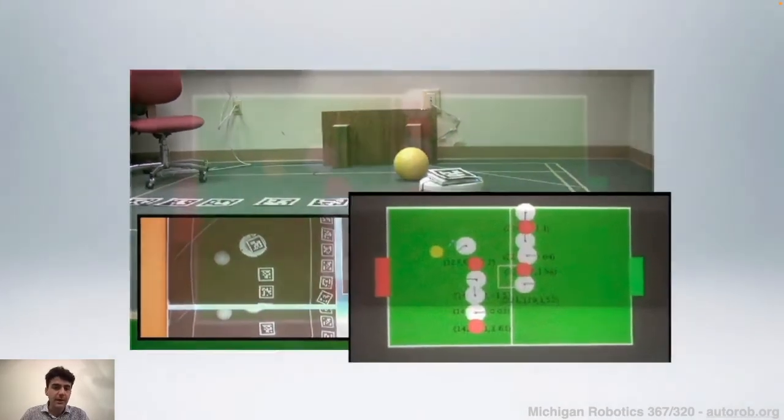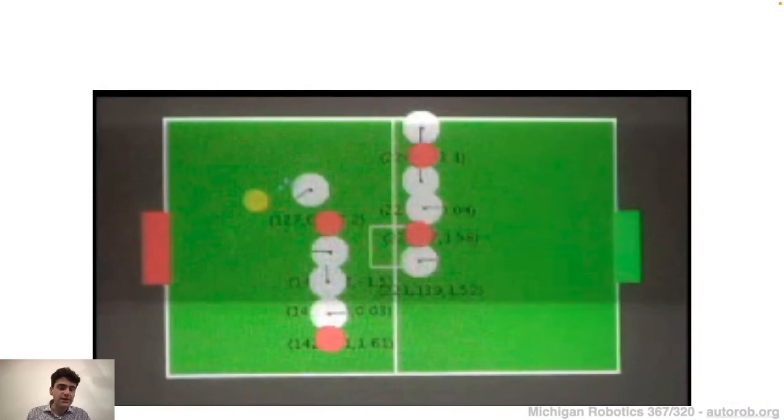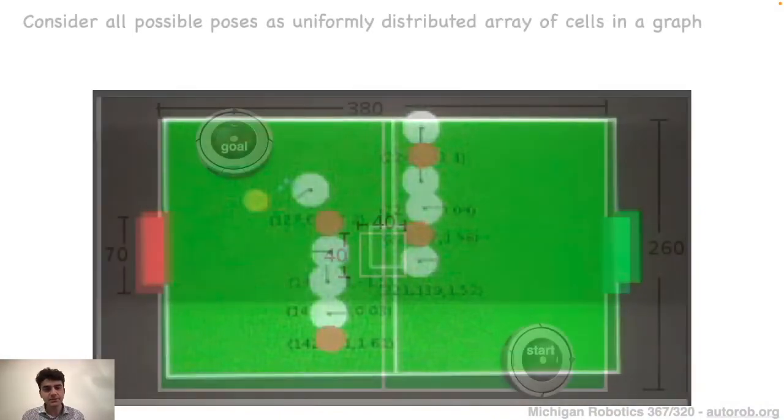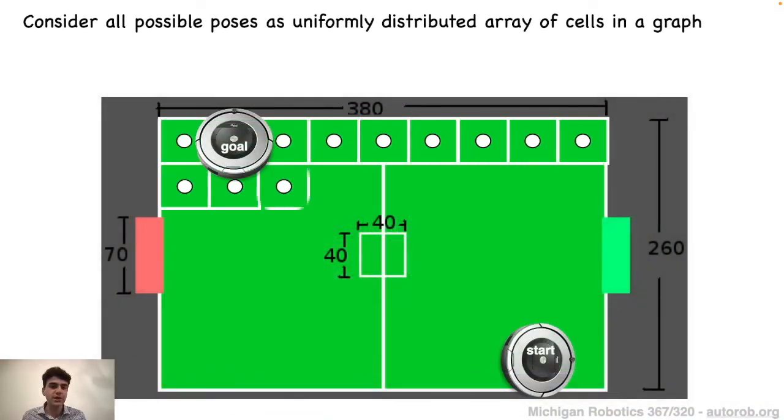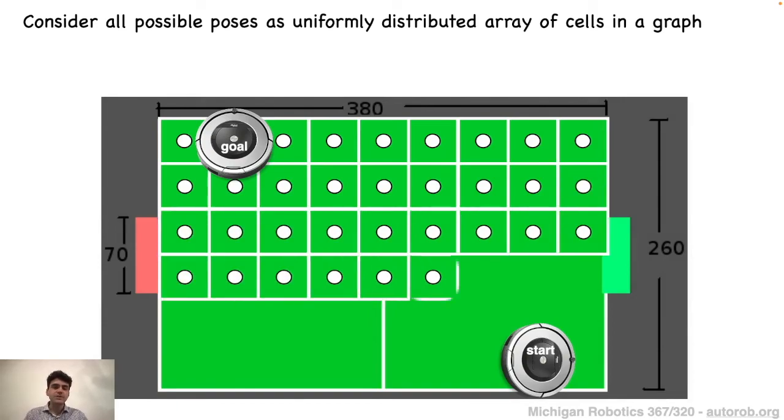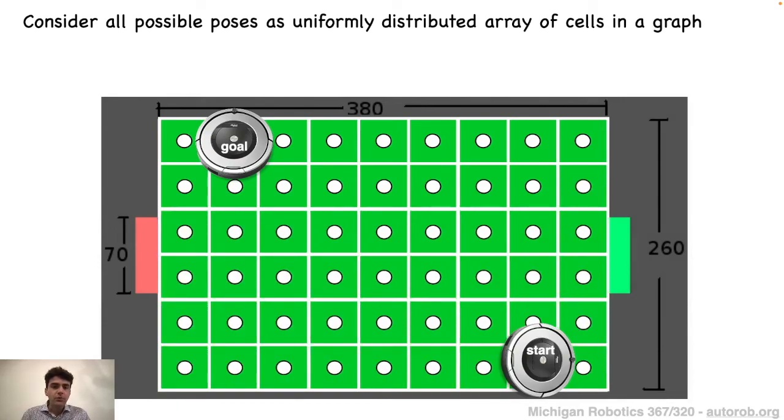And so if we look at this map, it's a 2D space that contains the positions of each of the robots within the soccer field. And so for our purposes of planning, one way that we can think about this soccer field is as a grid, a sort of discrete grid of cells that represent the possible poses of robots across the field, right?